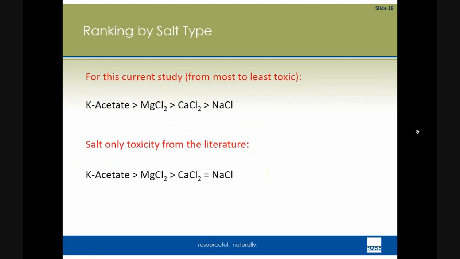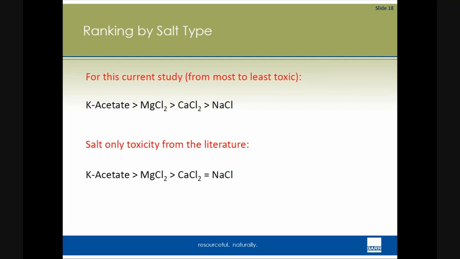So I talked about this already. I thought I might have a slide on it. Slide 18 just basically reiterates what I talked about in that previous slide. Potassium acetate was most toxic, followed by magnesium chloride, calcium chloride, and then sodium chloride. Calcium chloride was more toxic than the sodium chloride product just because the sodium chloride was the least toxic in both those rankings.